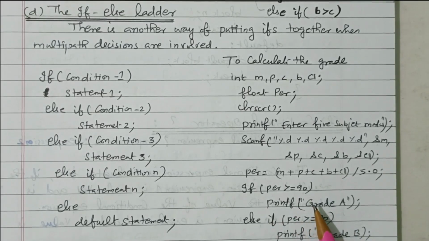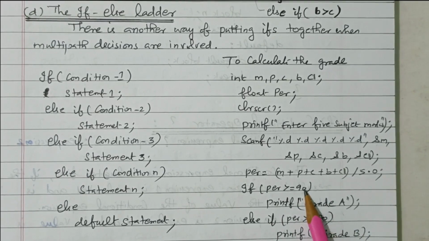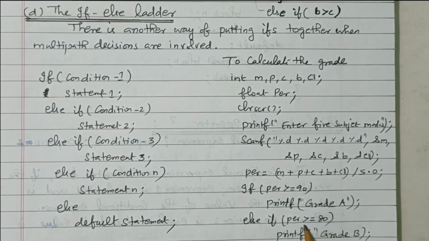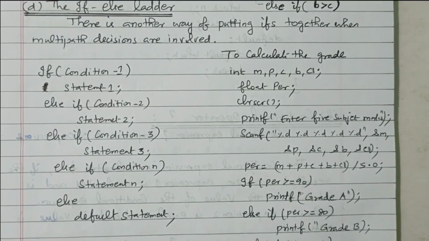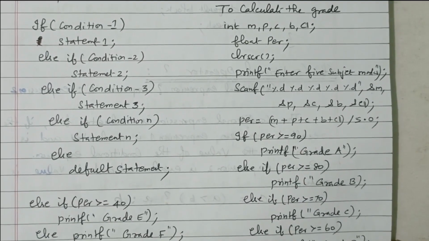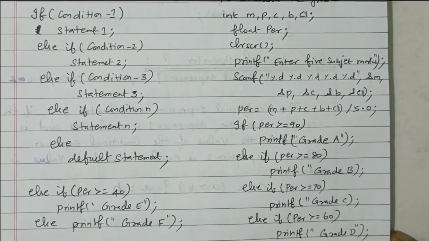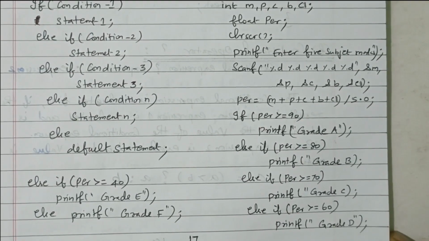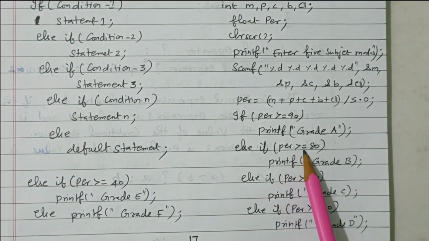If it is false, what is the meaning? If it is false, it means it is not greater than or equal to 90, it is less than 90. Less than 90 means we check whether it is greater than or equal to 80, right? The next category is grade B. For that we have to verify whether percentage is greater than or equal to 80.